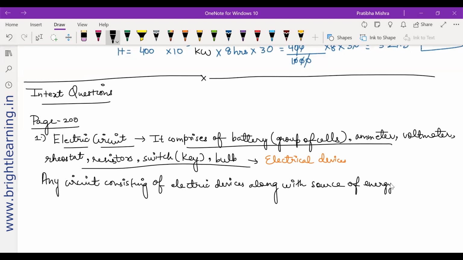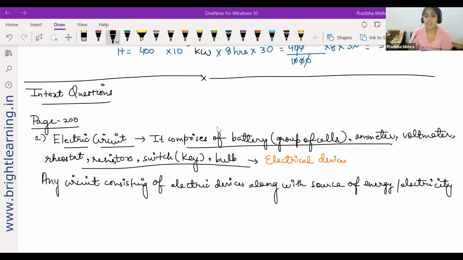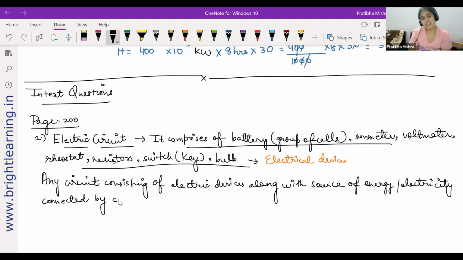And this source of energy is nothing but electricity. Since you are talking about the electricity chapter, it's better to write down electricity. It's the same thing. Which are connected by conducting wires. They have to be connected together. They have to be connected by which kind of wires? Conducting wires. All right, connected by conducting wires.